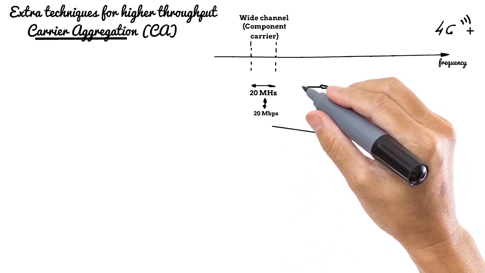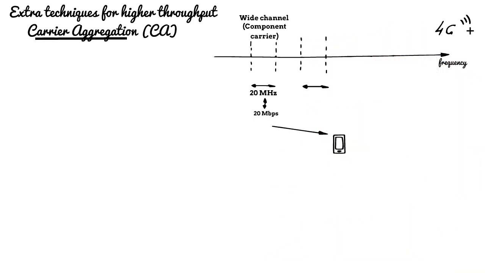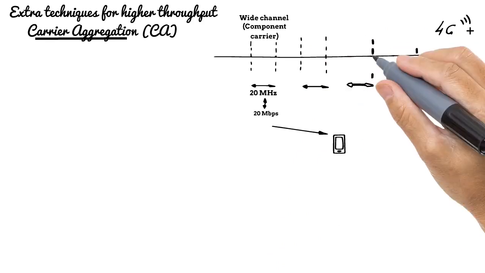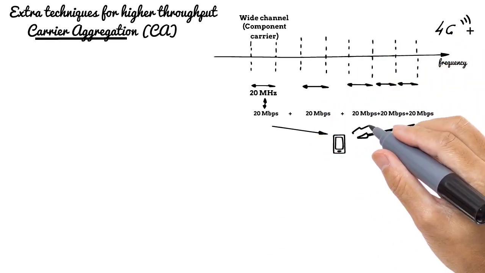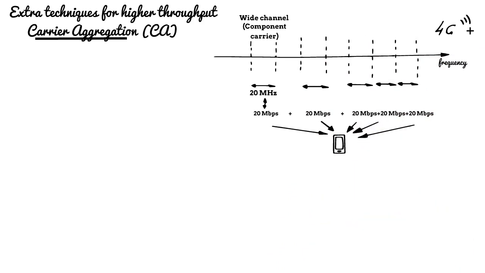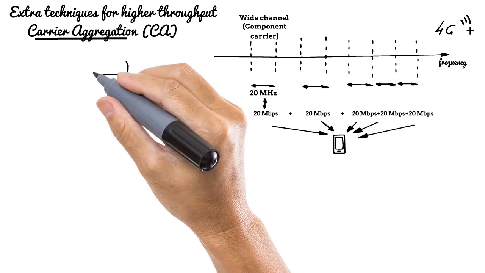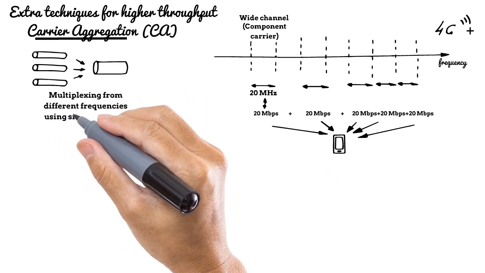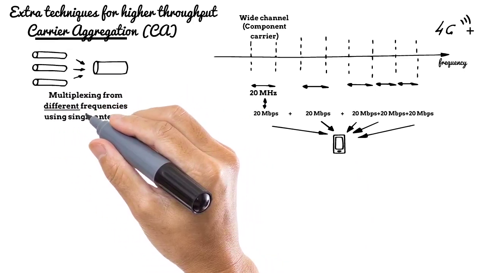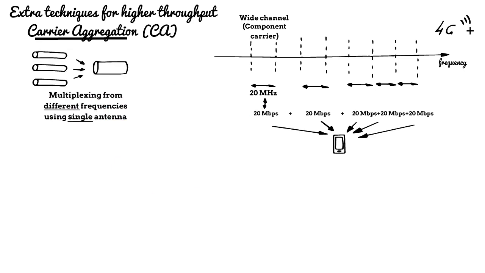The first CA implementation had 2 carriers aggregated. Later, up to 5 per user became available. The more total bandwidth, the higher throughput per user. Remember? To simplify, signals from different frequencies can be multiplexed and sent even using single antenna with carrier aggregation technique.